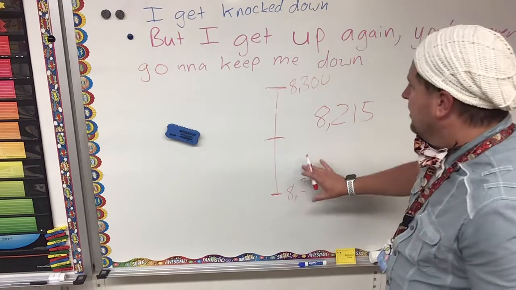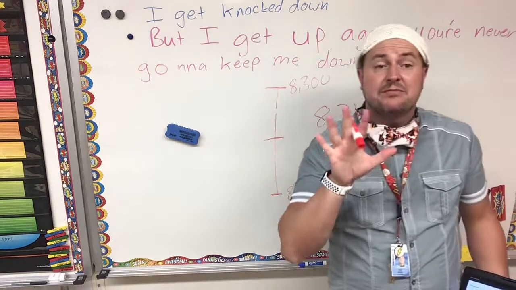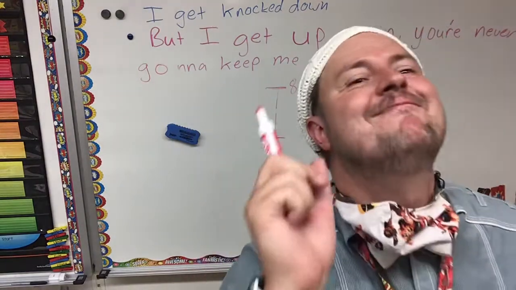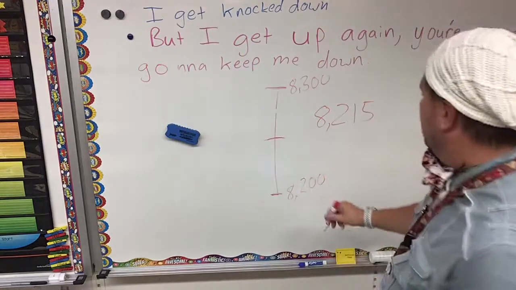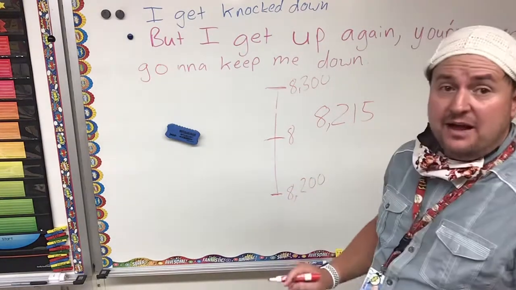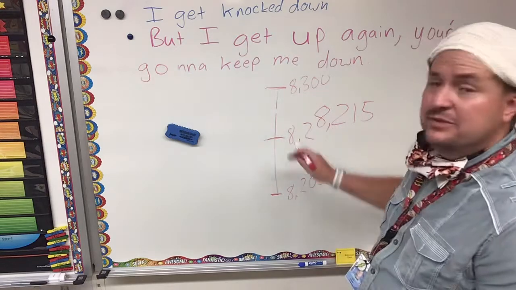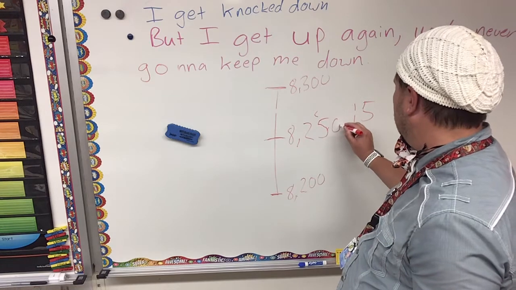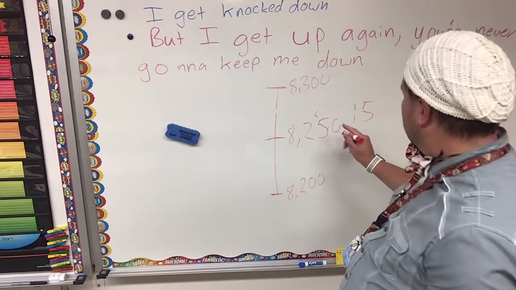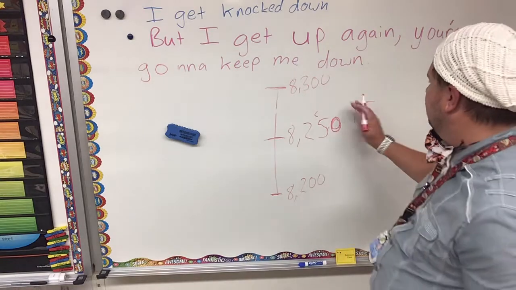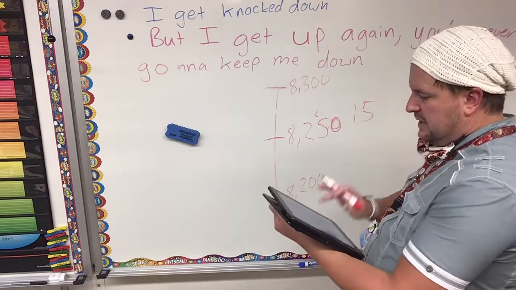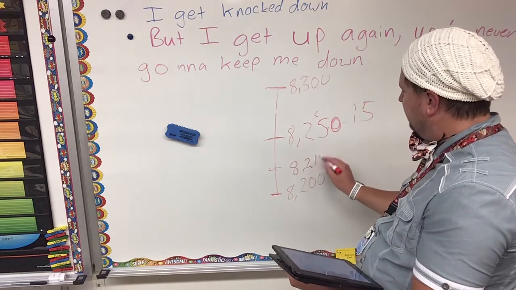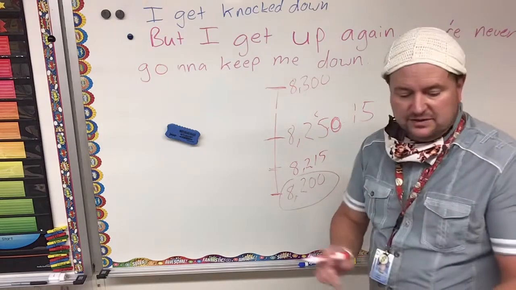8,200. The middle between there is always going to have a 5. Remember, our midpoint always has a 5. So 8,200, because it's in between. Let's move that. 500, or 50. Oh, no. 8,250, that's correct. 8,250. And our number was what? Our number was down here at 8,215. So we rounded to 8,200.